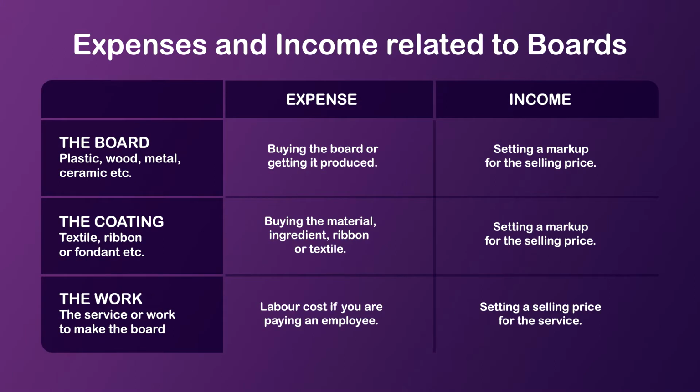Speaking about boards specifically, when you use a board for a cake, there are three possible things that may involve an expense to your business or an income or profit. So the first thing is the board. This could be plastic, wood, metal, or ceramic, if you've got a cake stand or something like that. But basically you are buying that thing to use for a cake, and that's an expense.